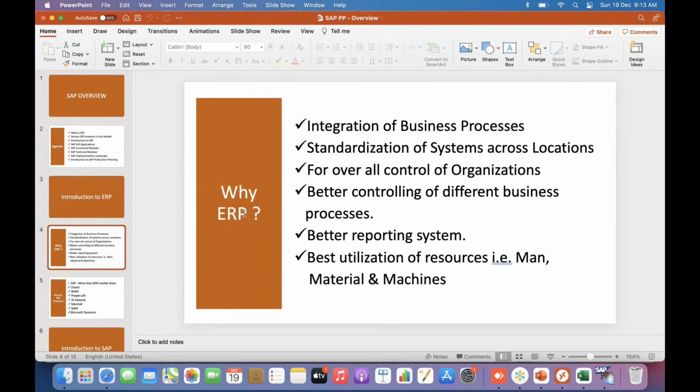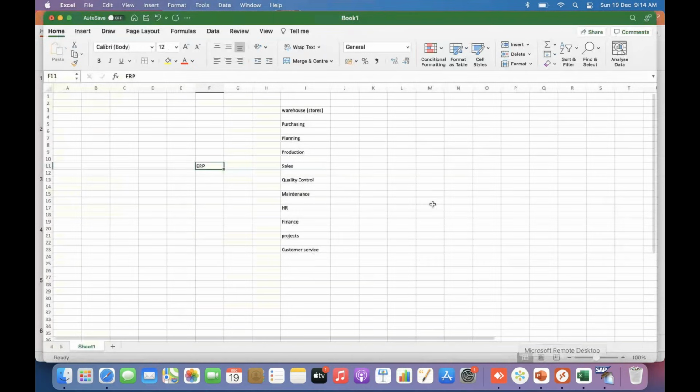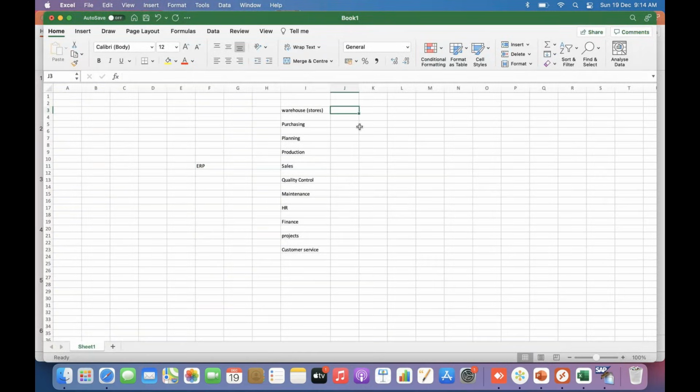And for overall control of the organization. Once you have the information in a single system, you will have better control of the organization, better controlling of business processes, and a better reporting system. Once you have the information in a single system, you can take the reports whenever you want. If you have multiple systems, suppose the warehouse department is using a separate system and the purchasing department is using a separate system, then the reporting will become a problem. If all the departments are managing their data in a single system, then you will have better reporting basically.